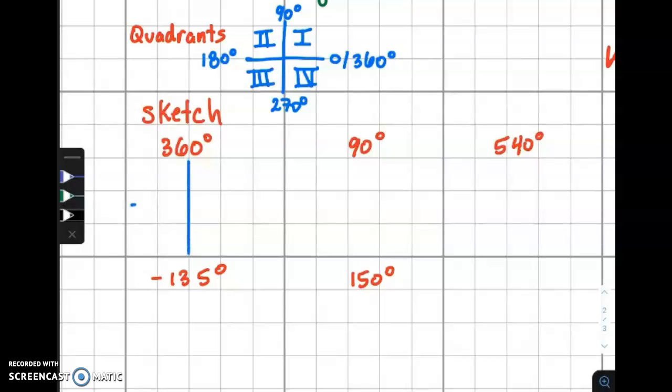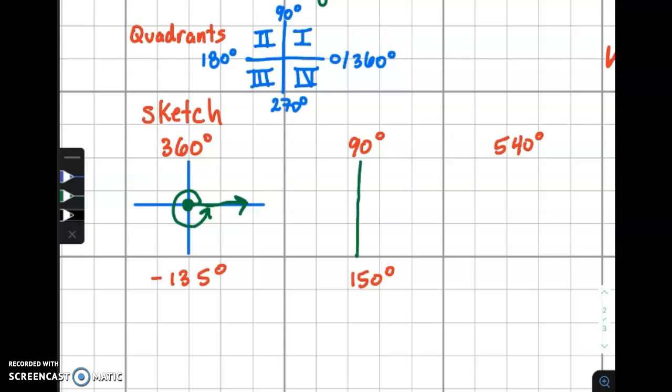So starting with 360, I've got a vertex at the origin, initial side on the positive x, and then I'm going to show my rotation with a curved line showing that 360 is all the way around. So then my terminal side is overlapping my initial side. So that's a graph of that.